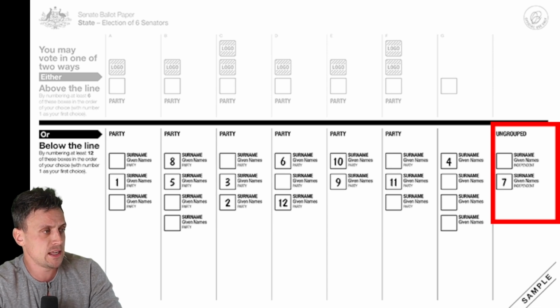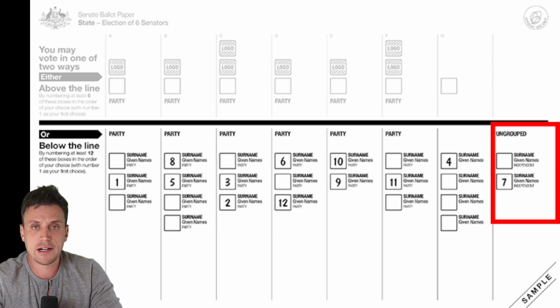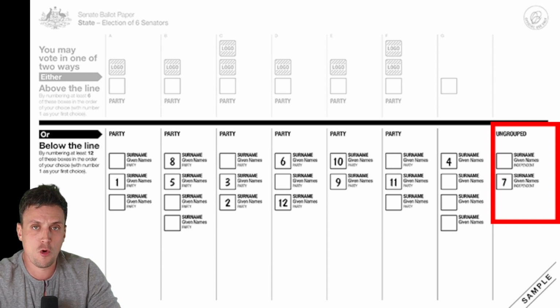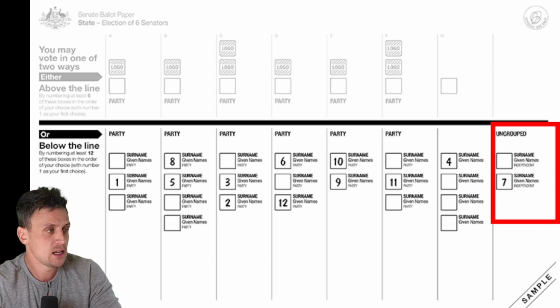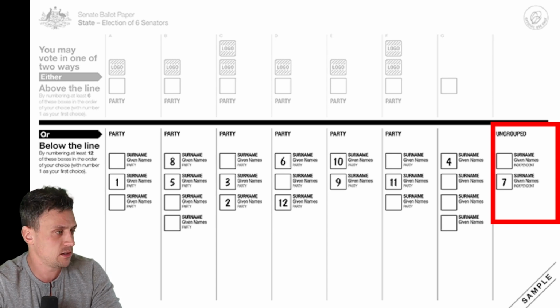The names in this ungrouped section are independents who have not formed a team. That's right. So these are singular independents running for the Senate. They don't get a letter allocation above the line. They are all listed below the line, and that is because they are singular independents.